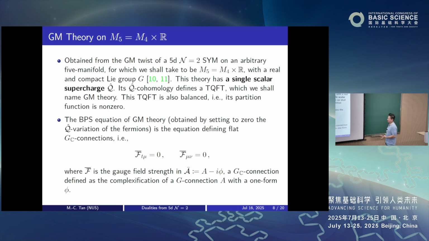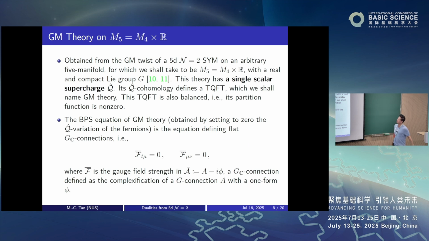It's a complex gauge group connection, okay? So the connection is defined in this manner, basically. So the BPS equation for the GM theory is flat G_C connections. There's no Reeb vector involved. They could have defined it on any generic M5, but for our purpose, again, we are defining it on M4 plus R. Again, single scalar supercharge. Let's call it Q hat.